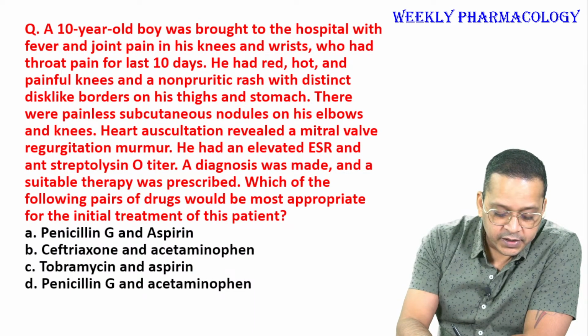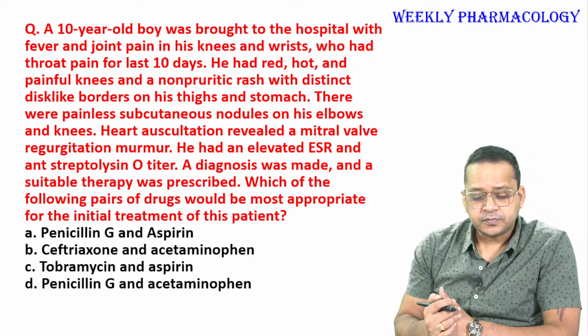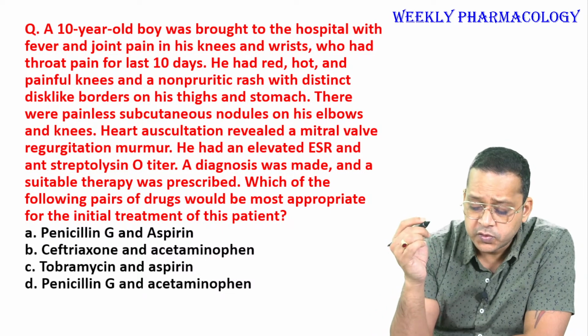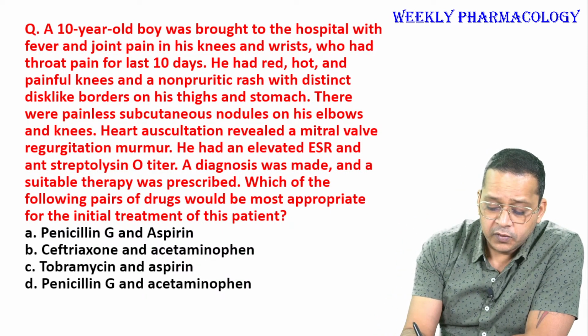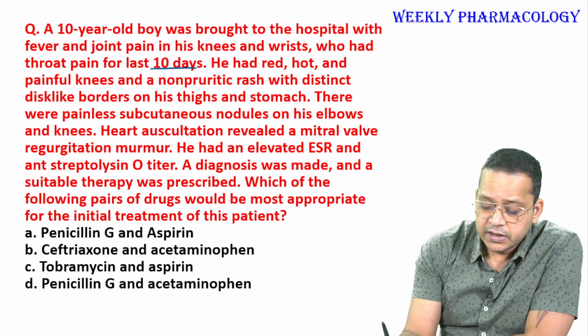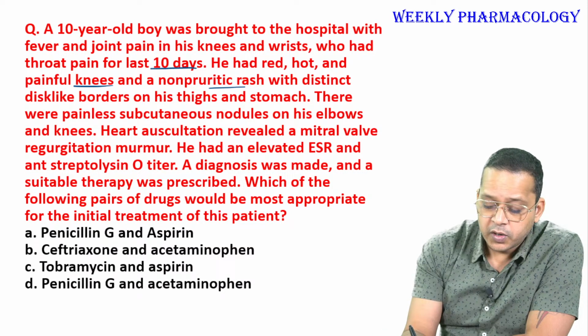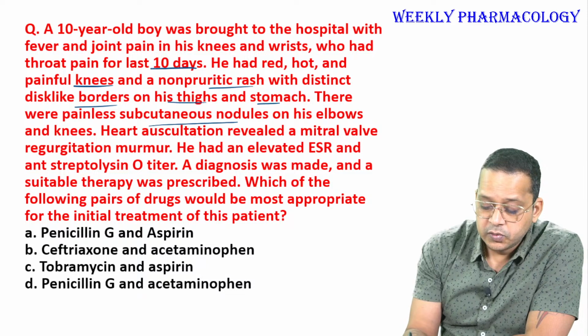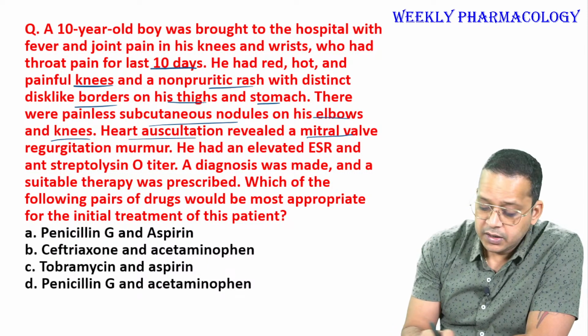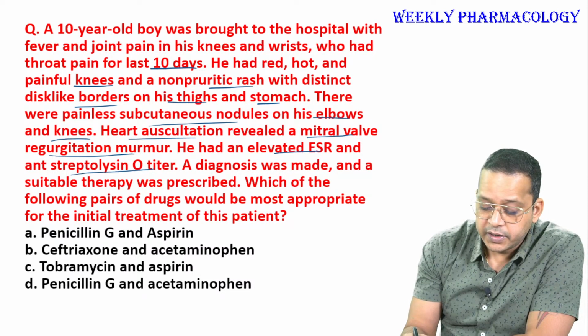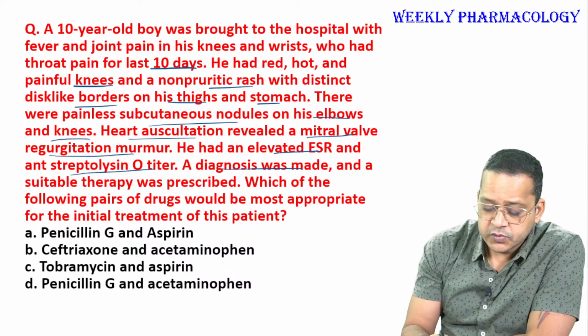All right, moving on to the next question, guys. Another clinical question. A 10-year-old boy was brought to the hospital with fever and joint pain in the knees and wrists, who had throat pain for the last 10 days. He had red, hot, and painful knees and a non-pruritic rash with distinct borders on his thighs and stomach. There were painless subcutaneous nodules on his elbows and knees. Heart auscultation revealed a mitral valve regurgitation murmur. He had an elevated ESR and streptolysin O titer. Diagnosis was made and a suitable therapy was prescribed.